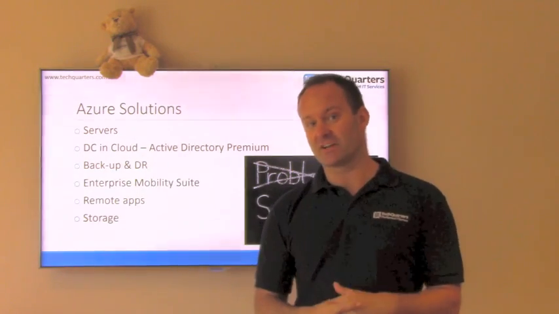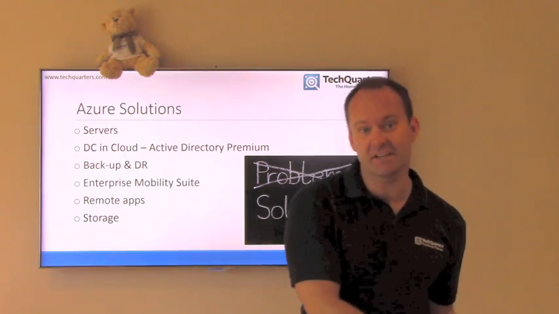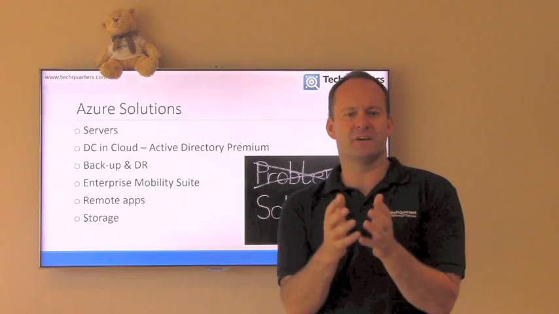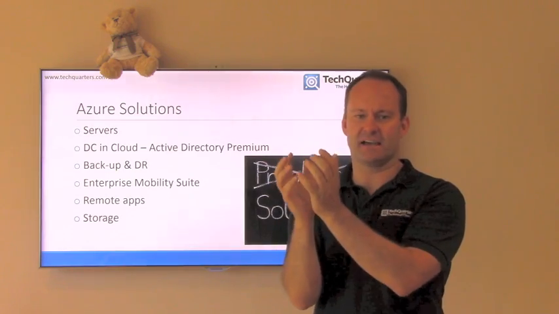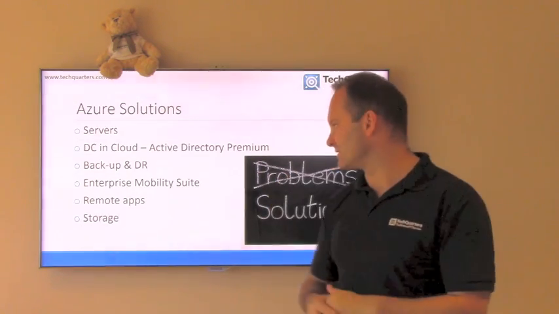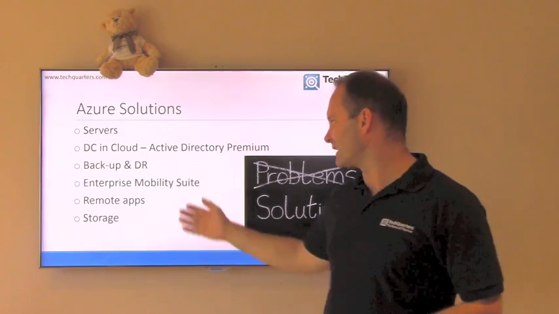Backup and disaster recovery. Clearly you can back up all your data out to the cloud, and it's a lot more cost effective. The price per gigabyte of storage space out there on Azure is a fraction of what it would cost for all of those other backup devices and backup services out there in the cloud.